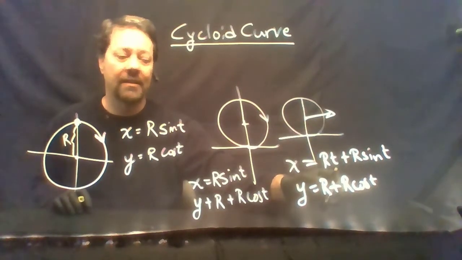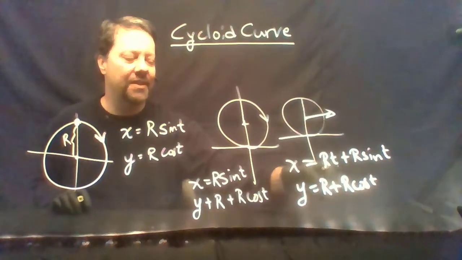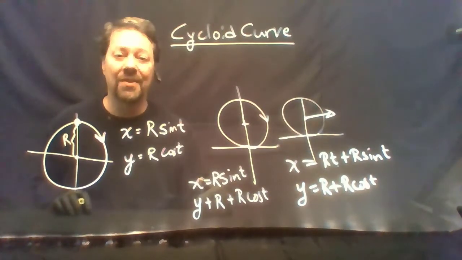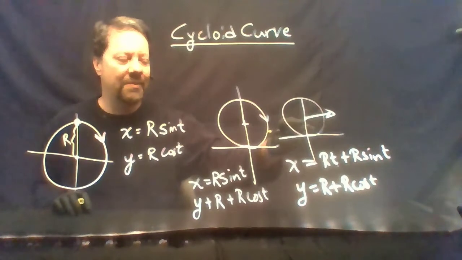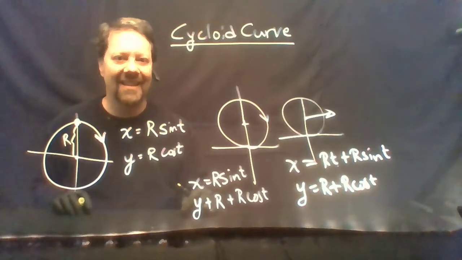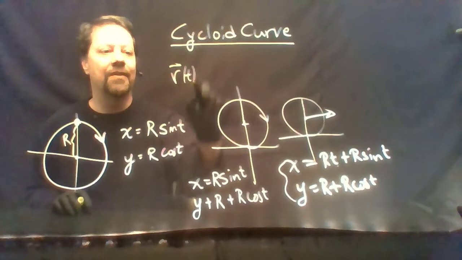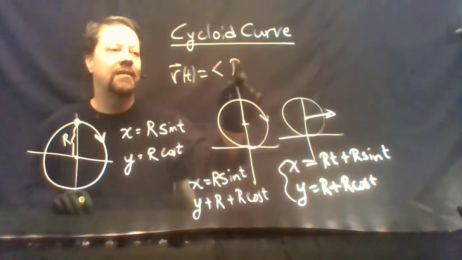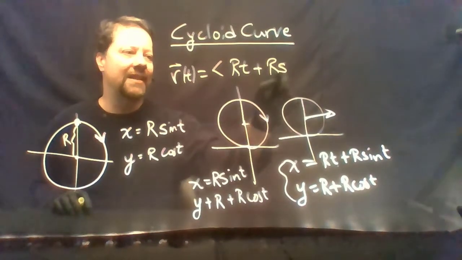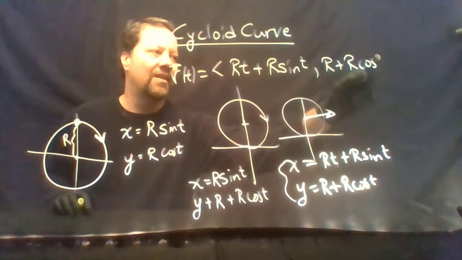How much? When t is equal to 2 pi, we've made 1 revolution. And in that much time, we've gone through 2 pi r translation, 1 circumference. So we send the tire forward 1 circumference every revolution. That's in good contact with the ground. That gives us a vector-valued function for the cycloid curve. It is the constant radius r times t plus r times the sine of t, and then r plus r cosine t.